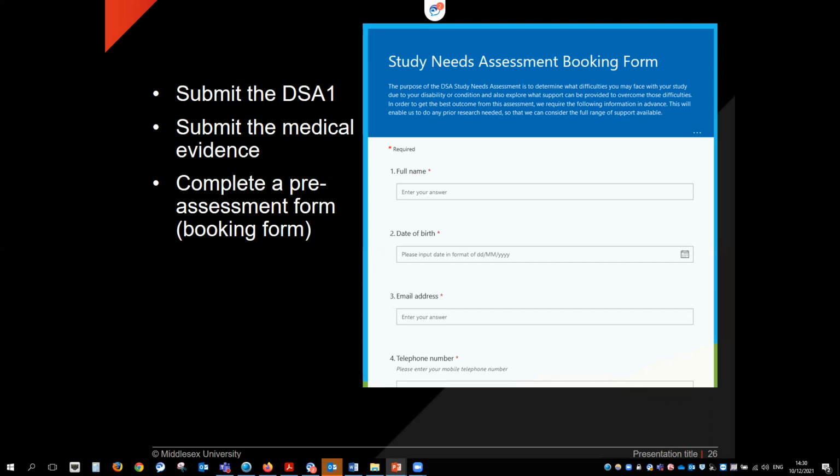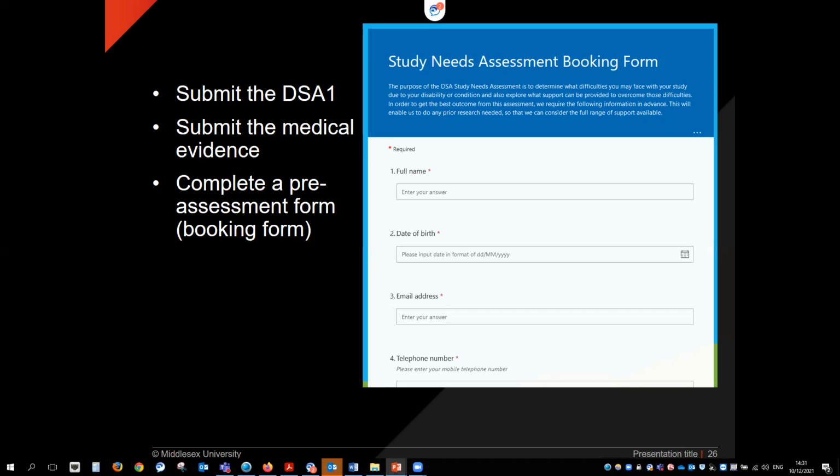We need to know that they have been approved for DSA, because for funding purposes, we need to have sight of that DSA Award Letter. And also we need to know what the medical evidence says. How is that condition impacting the student? And to obtain all of that information before the appointment and make sure that the assessor prepares for the appointment, we ask for that information. Okay.